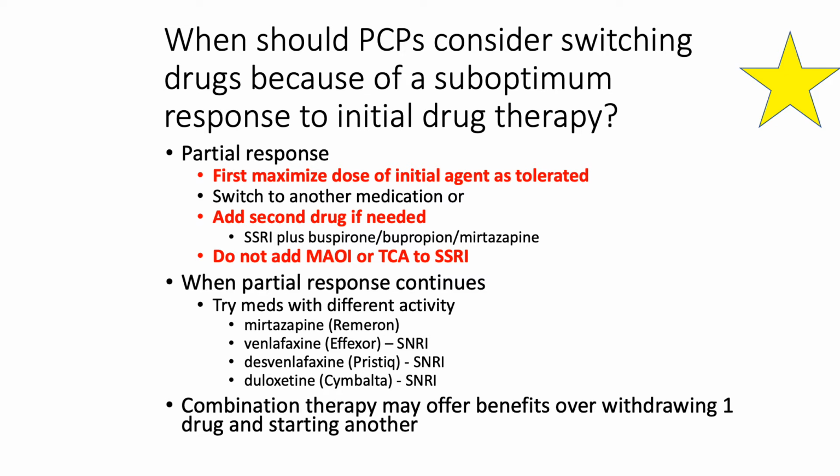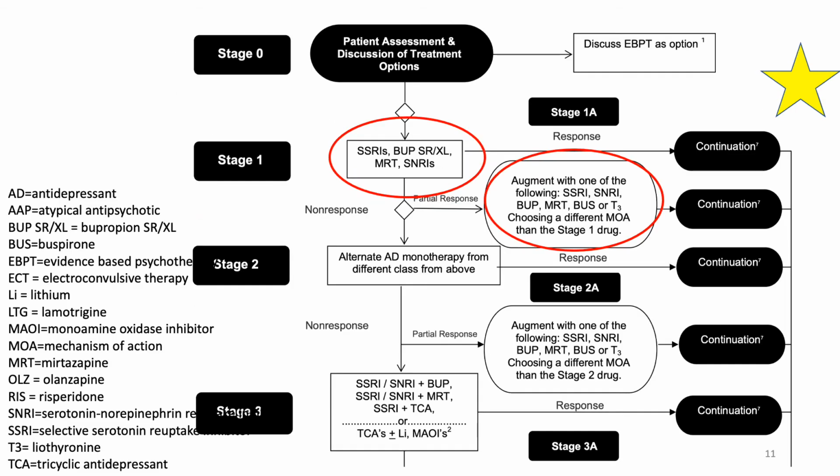And when should you switch drugs because of a suboptimal response? So we kind of talk about a no response, a partial response, and then a complete response. So it's highlighted in red. And this was that slide that you have. So this is the group in the first one that's circled in red of the ones that can be used first line. And then if there's a partial response, what you can augment those drugs with. Remember, you can't give 2 SSRIs together, so it has to be a drug from a different class with a different action.